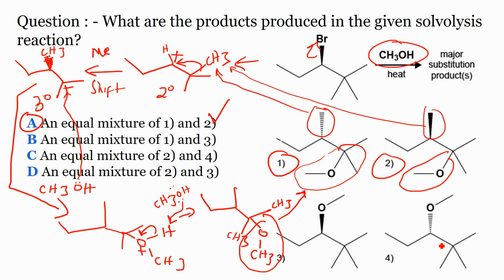So 3 and 4 are minus. We are looking for the major. 3 and 4 are minus, just in case the methanol decided to attack the secondary carbocation, yes, you're going to get 3 or 4. But we are looking for the major. The major will be 1 and 2, having the methanol, the OCH3, attached onto the more substituted carbon.